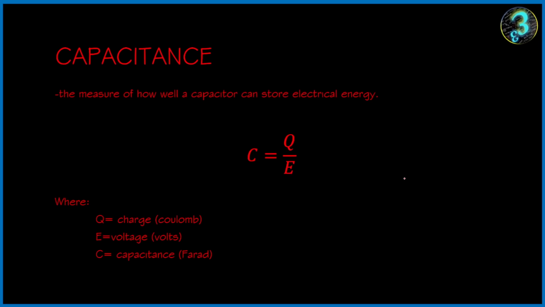Okay? So, yung capacitor is measured by capacitance. Capacitance, by definition, is the property or how well a capacitor can store electrical energy. Or yung kapasidad ng ating capacitor para mag-store ng electricity. To solve for that, we have this formula: C is equal to Q over E, wherein Q is charge, which is in coulomb. E is in volts, and C is your capacitance, which is in farad.